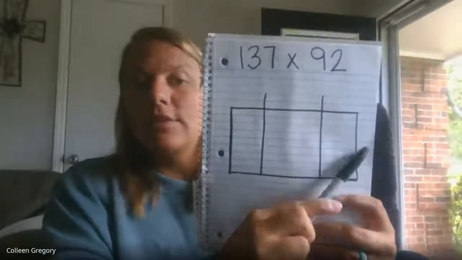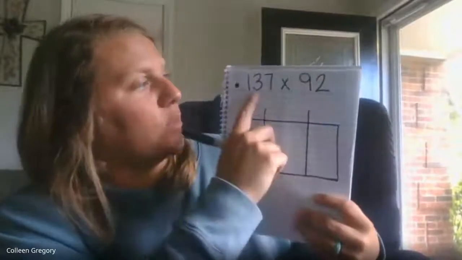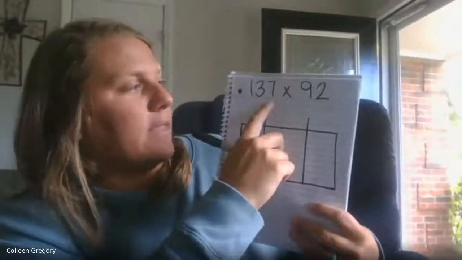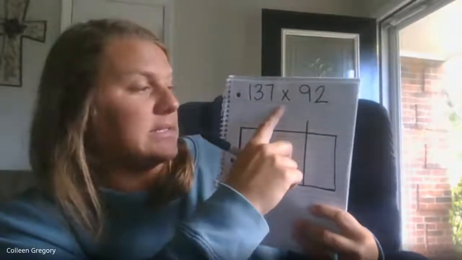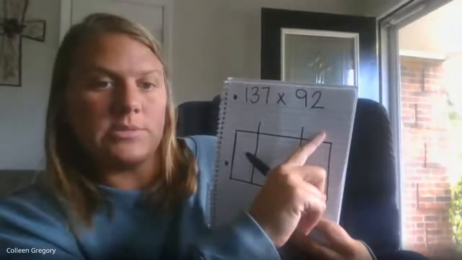So I'm going to imagine this as like a place value chart. And we know on our place value chart, our ones place is going to be all the way to the right. Okay, so when we look at 137, we know that the number 7 is in the ones place. And so I'm going to go all the way to the right and put my 7 in my ones place. So my 7 is going to go on top of here.